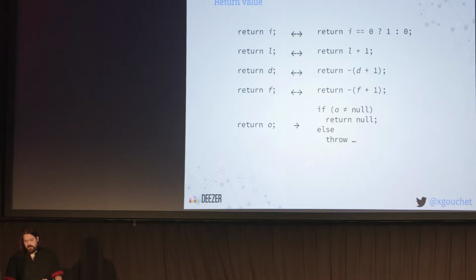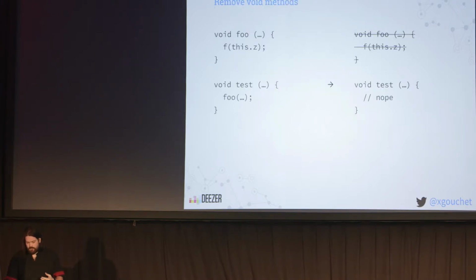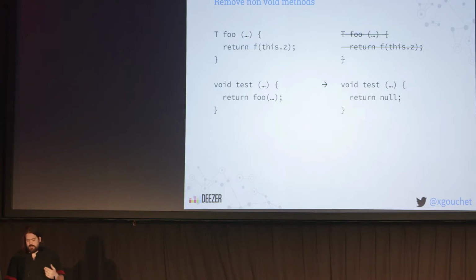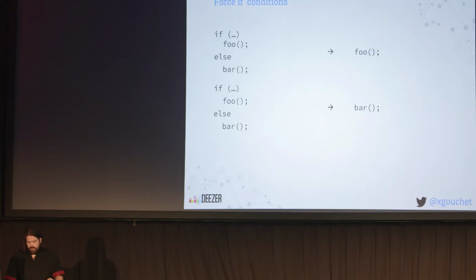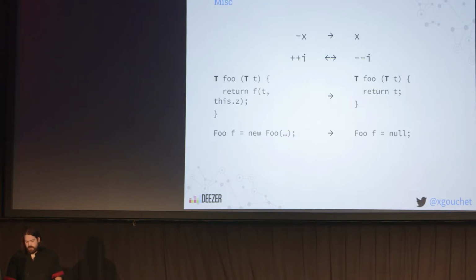Then the return values are changed, so basically the mutation framework is going to change what you're returning. You can remove calls to non-void to void methods, so basically the method is not called anymore. Will that have some impact? You can also remove calls from non-void methods and return null instead. You can force if conditions to true or false. You can also have some various other stuff, basically.